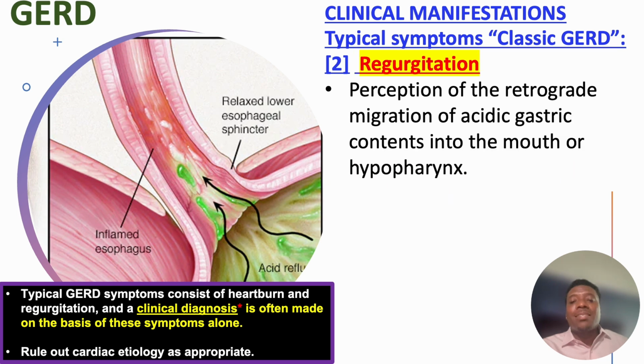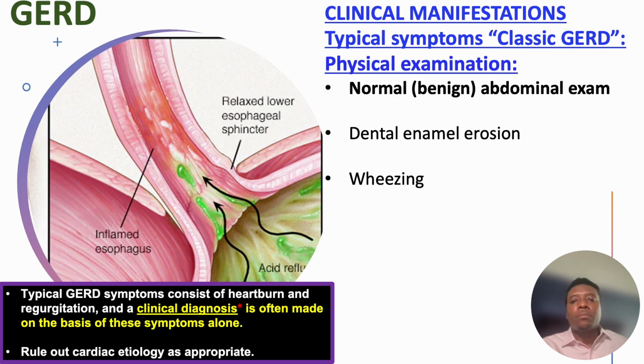The other classic symptom of GERD is regurgitation. Pretty much simply put, if the acid comes back up, I'll feel it as a burning sensation, or I'll feel this acidic content in the mouth when the acid comes up. If they have these classic symptoms of GERD, either heartburn and/or regurgitation, it is a clinical diagnosis, and the only thing you have to worry about is that you always want to rule out a cardiac etiology, because the most common cause of non-cardiac chest pain is GERD.